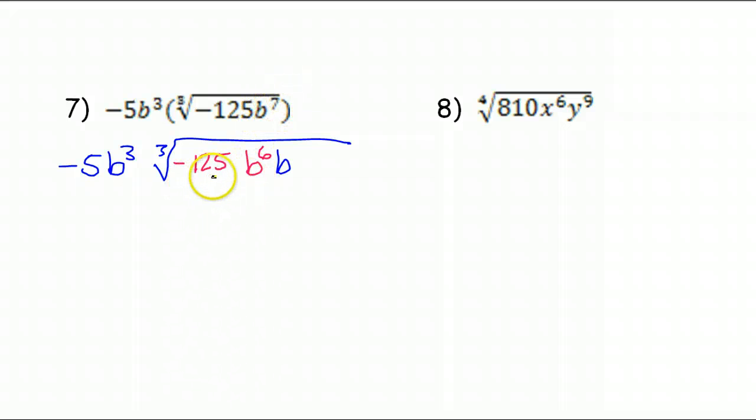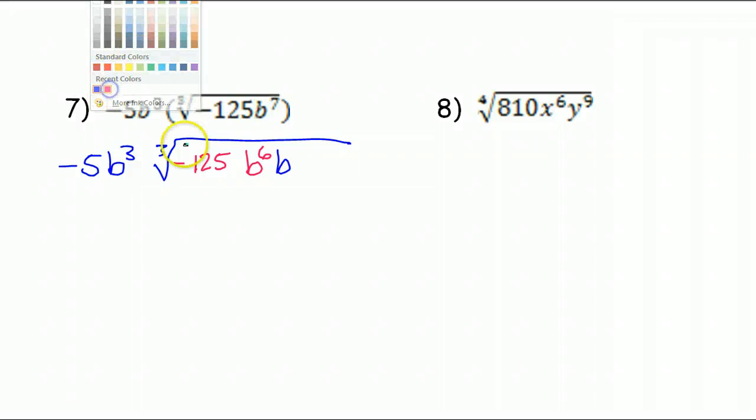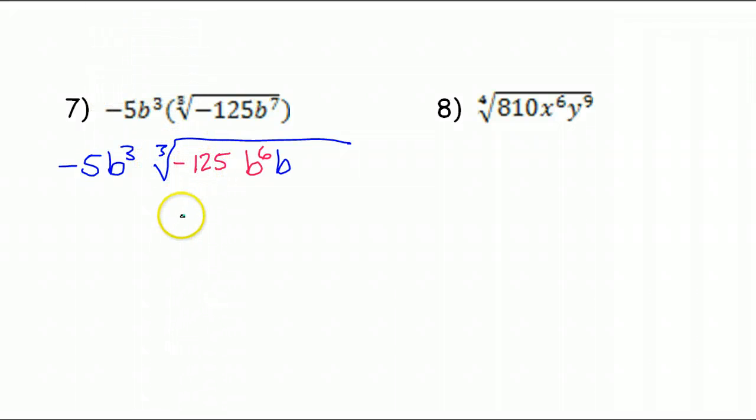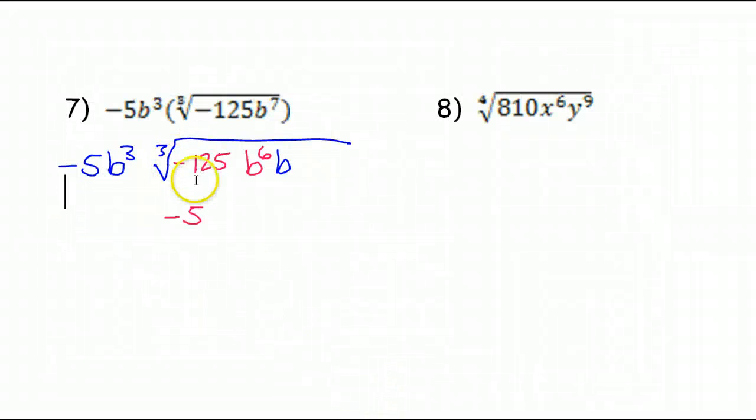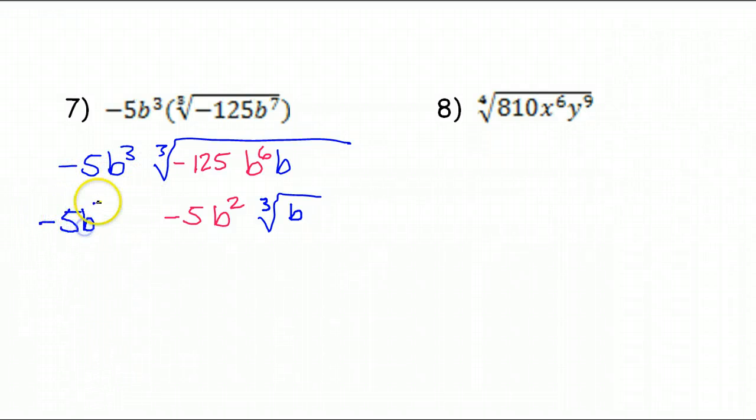Now everything here in pink is going to simplify and come out. The cube root of negative 125 is simply negative 5. Right? Remember, cube root of 125 is 5. Because it's negative, it's a negative 5. With the b's, I'm going to get b squared from this, because I'm doing 6 divided by 3, which is 2. So that's it for the pink stuff. Now, this blue b is still going to be under the radical, so I will have the cube root of that b. And this stuff over here is still there as well, so negative 5b to the 3rd power.